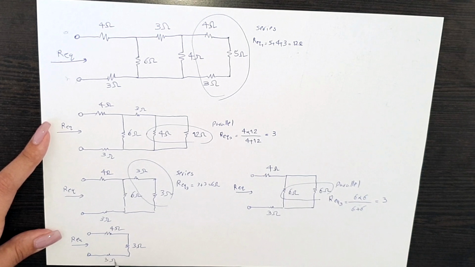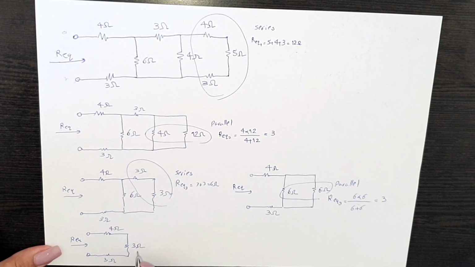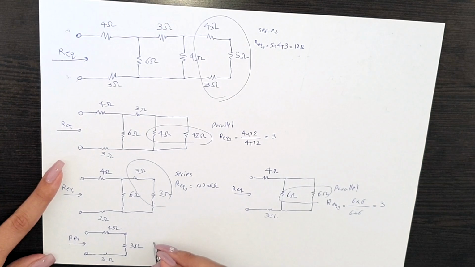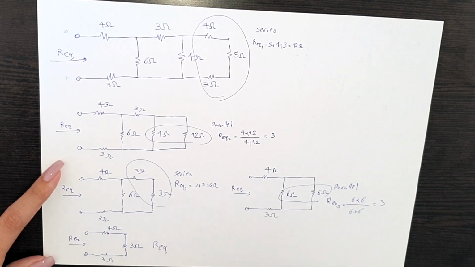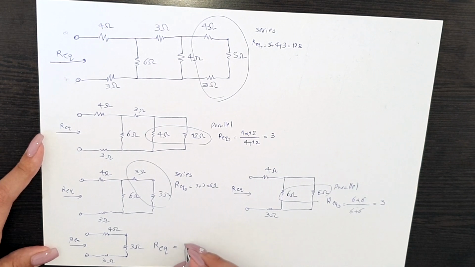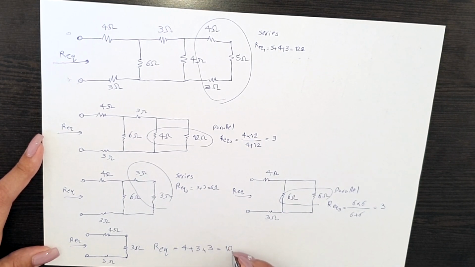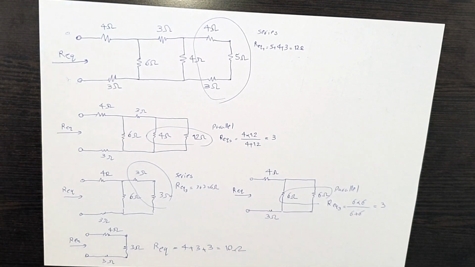Here it's all easy now because we only have 3 resistors. This one is connected to this one from one side, not from the other side. This one is connected to this one from this side, not the other side. So the R equivalence total is the R equivalence of these 3, which is 4 plus 3 plus 3, which is 10. So it's not that complicated.